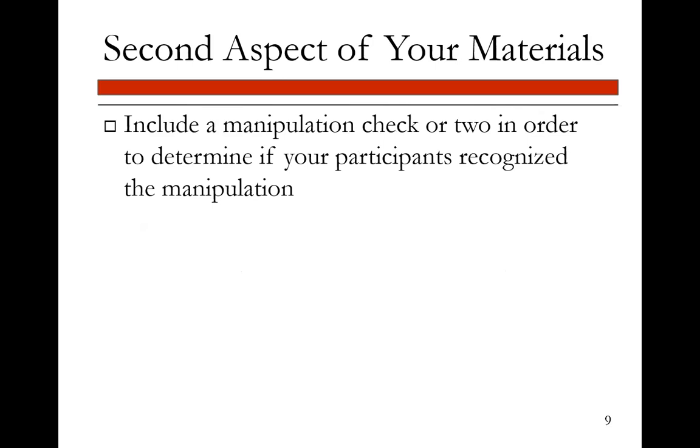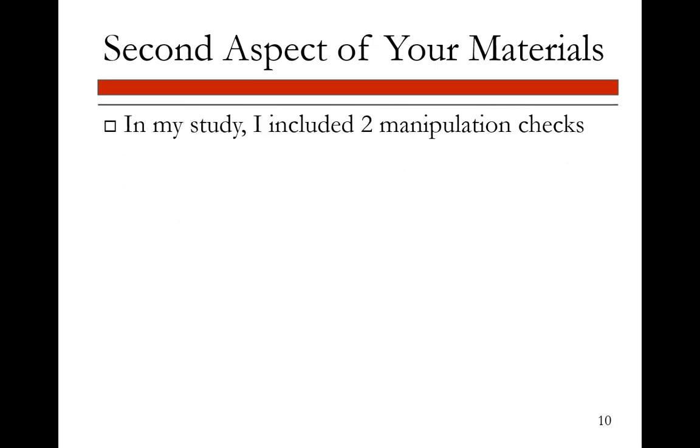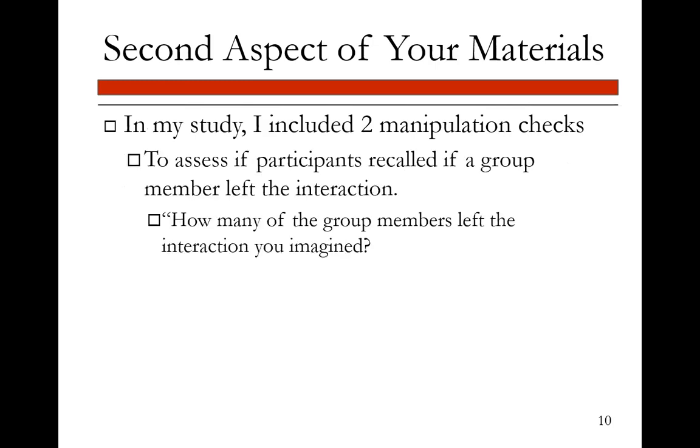The other thing I want you to include is a manipulation check or two in order to determine if your participants recognize the manipulation. So on a between participant basis, do they have different responses based on that manipulation that you gave them? So you want to ask a question to identify the participants across the conditions. Notice the differences between them. Okay, so is there something you're manipulating systematically? Are they seeing between the conditions that systematic change? Are participants responding differently? So to give you an example, I included 2 manipulation checks in my study. The first is I asked participants how many of the group members left the group interaction.